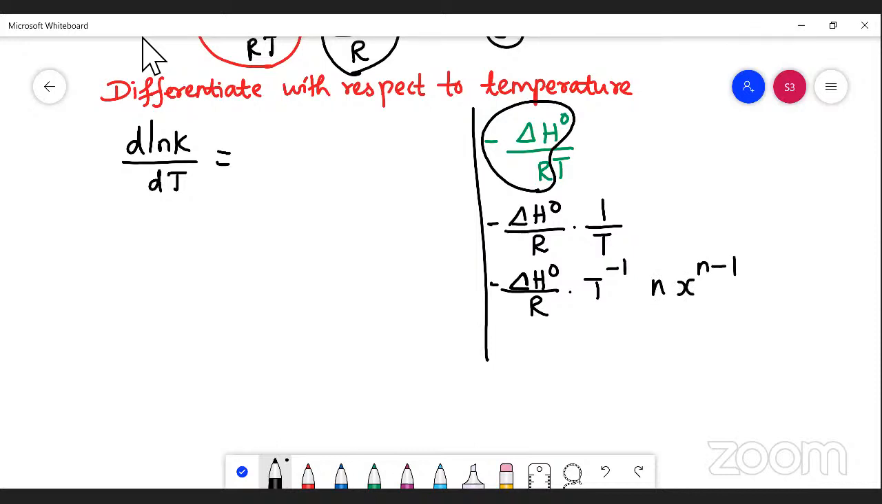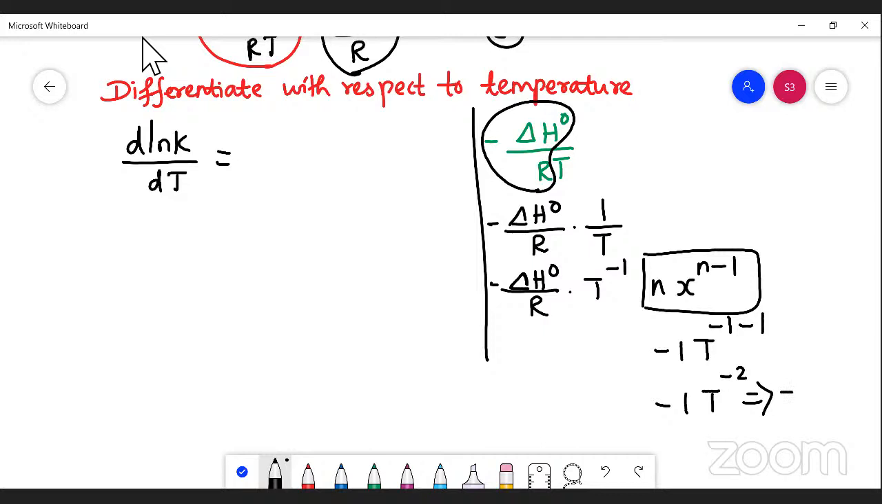If you take T the power minus 1 and apply the formula on differentiation, n x the power n minus 1, for T the power minus 1 I can write minus 1 T the power minus 1 minus 1. On simplifying this you may get minus 1 T the power minus 2, so it is nothing but minus of 1 by T square. Is it clear?